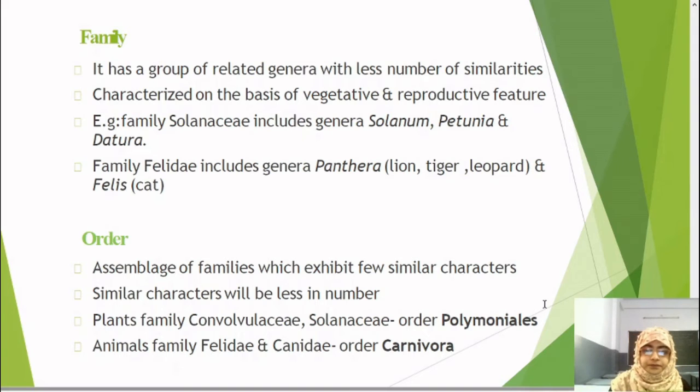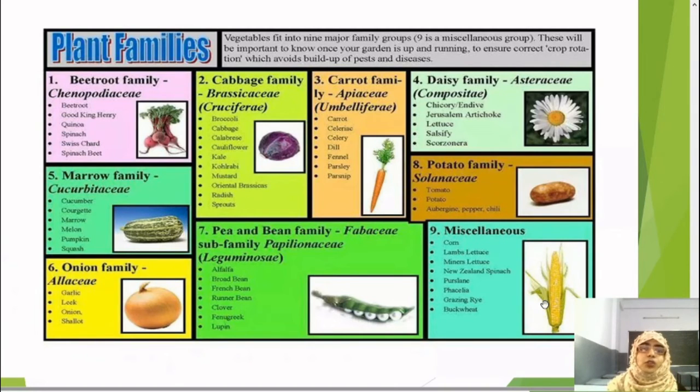So next, plant families. I'll just give you a brief explanation about it. You have nine families, that is eight are basic and the ninth one is miscellaneous. The first one is the beetroot family. What is the beetroot family? The vegetables which come under this category are beetroot, good King Henry, quinoa, spinach, Swiss chard, spinach beet. This family is called the Chenopodiaceae family, named after the beetroot family.